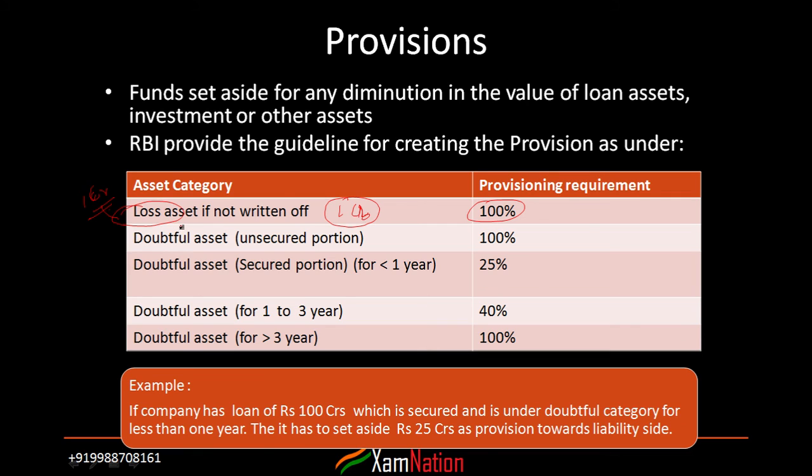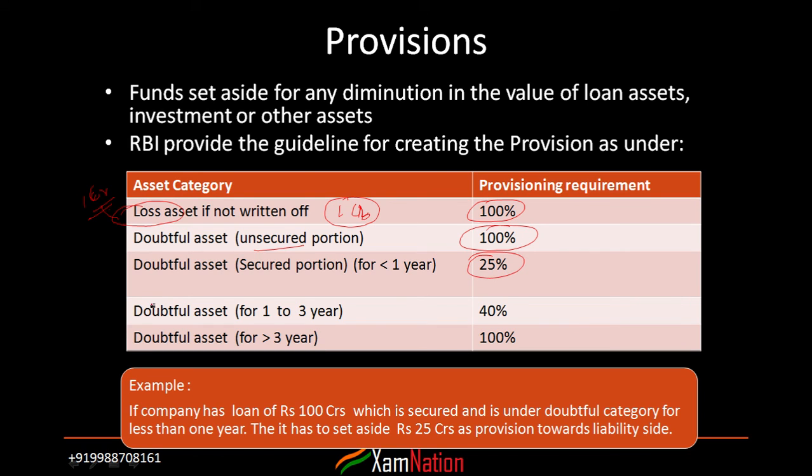Now I think you are getting the idea. In case the 1 crore is defaulted, then that provision will take care of it. Similarly, if it is a doubtful asset and an unsecured loan, that is, no collateral was taken while giving this loan, again you will create 100% provision for that loan. Similarly, for a doubtful asset's secured portion that is doubtful for less than 1 year, 25% is the provision, and so on.